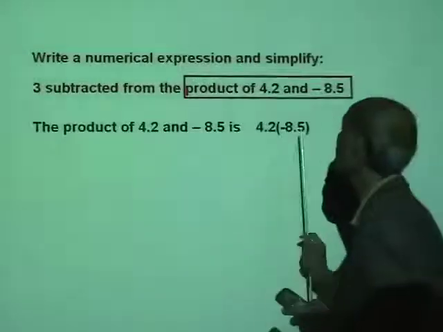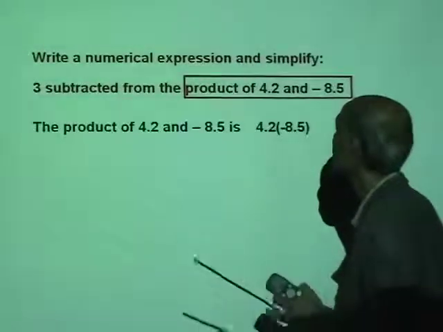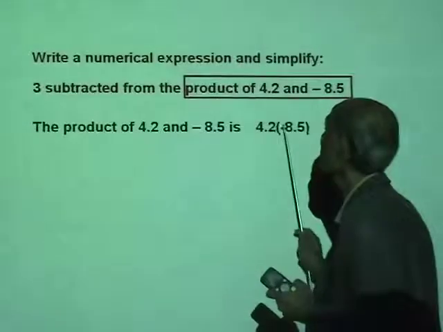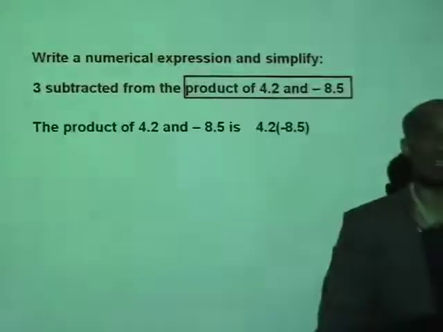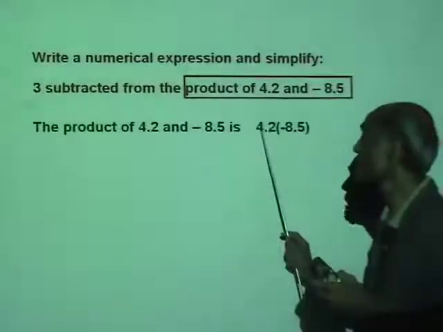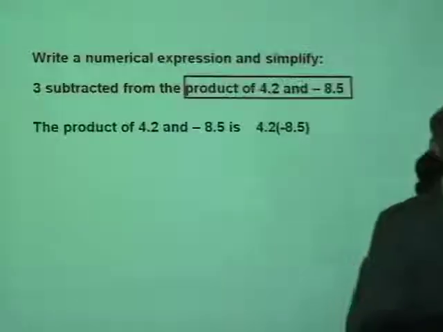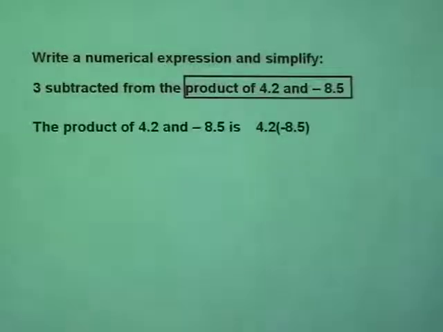Now, can you do this for me? I hope you can multiply these numbers. A positive multiplied by a negative will be negative. Do you want me to show you how to multiply these numbers? 4.2 times 8.5. Alright, look at this.